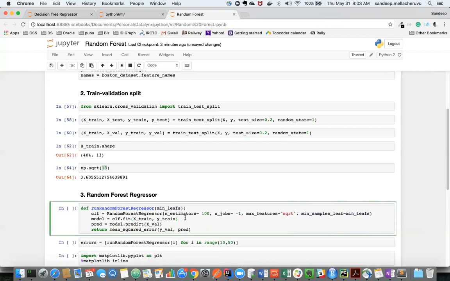Then I'm fitting the train data set, X-train and Y-train, creating a model and doing a prediction. And then finally getting a mean squared error between the validation data set Y values and the predicted values from the X variables. Are you guys clear? It is the same kind of function I have developed earlier. There is no difference, except that here I am using random forest regressor and giving some different parameters. Are you guys clear?